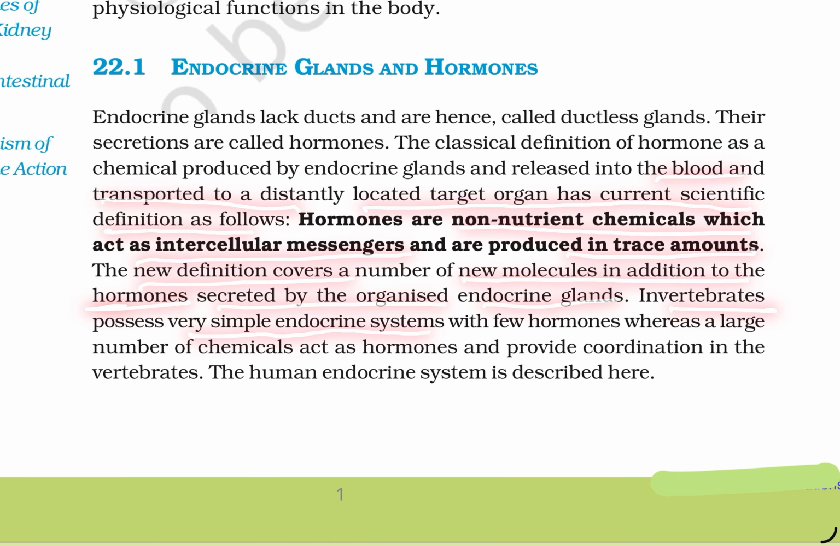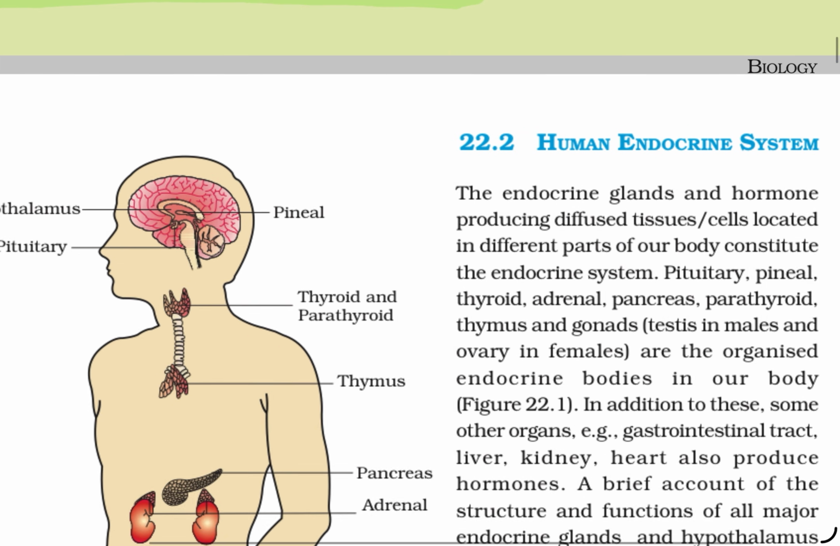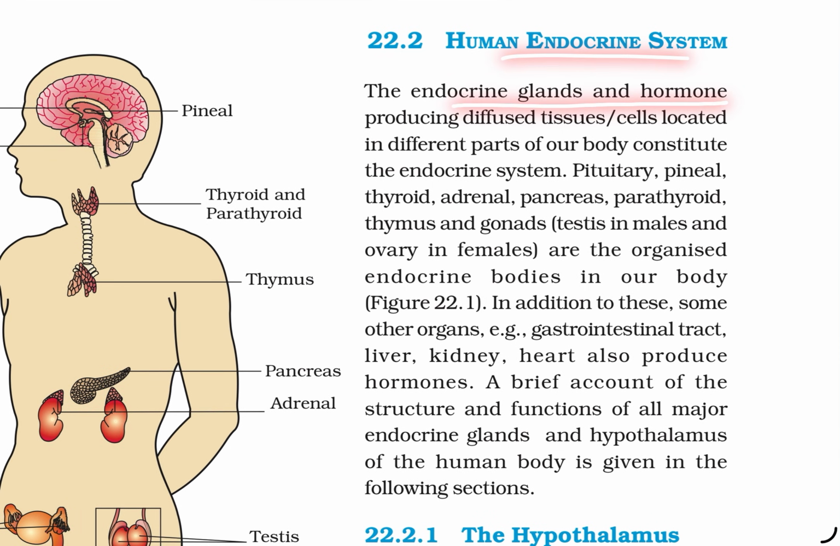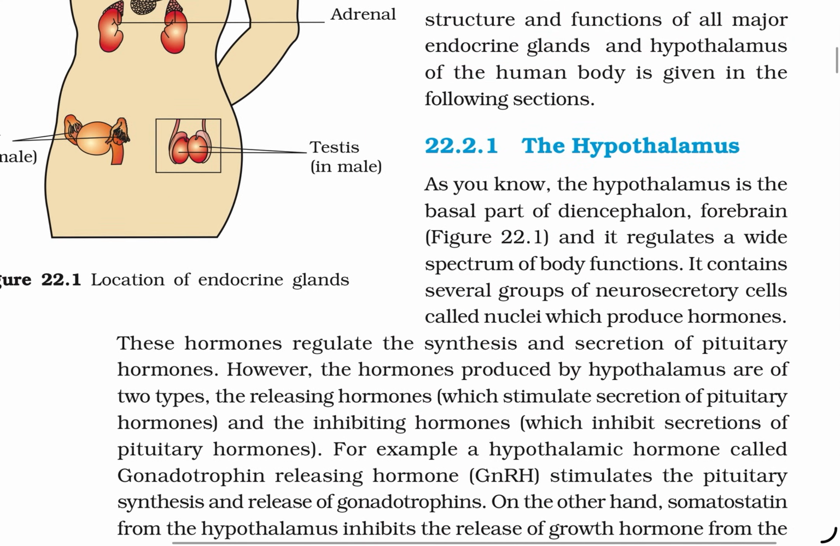Invertebrates possess a very simple endocrine system with a few hormones, whereas a large number of chemicals act as hormones which provide coordination in vertebrates. The human endocrine system is described here. Endocrine and hormone-producing diffuse tissues and cells located in different parts of our body constitute the endocrine system. Pituitary, pineal, thyroid, adrenal, pancreas, parathyroid, thymus and gonads. Testis in males and ovary in females are organized endocrine bodies in our body. In addition to these, some other organs, the gastrointestinal tract, liver, kidney and heart, also produce hormones. A brief account of the structures and functions of all major endocrine glands and the hypothalamus of a human body is given in the following sections.